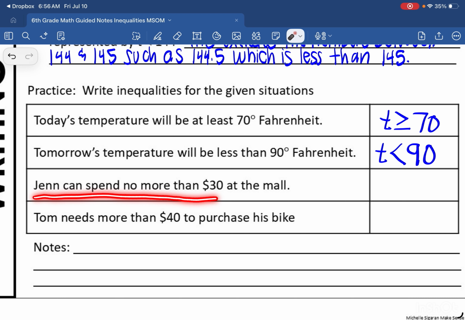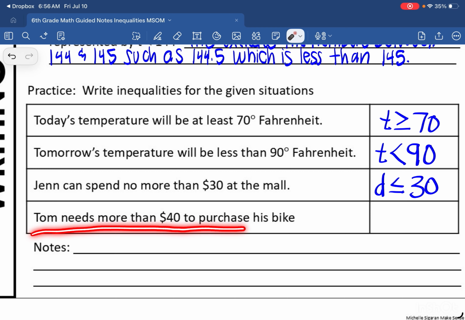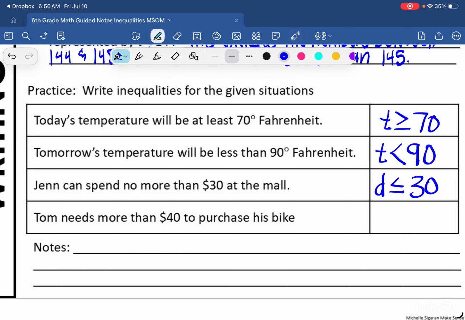Jen can spend no more than $30 at the mall. Her dollars will be less than or equal to 30. Tom needs more than $40 to purchase his bike, so his dollars have to be greater than, more than 40.